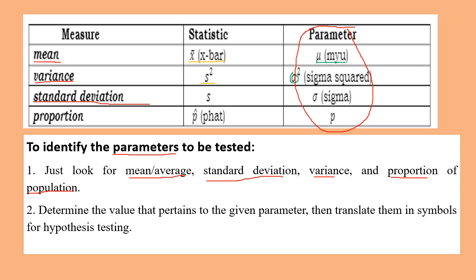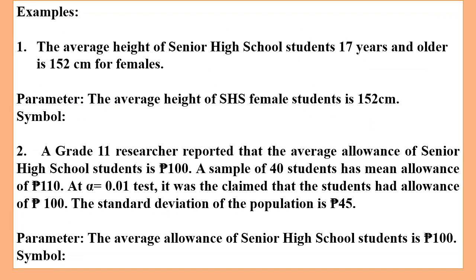Next, now let's have here an example. So number one, the average height of a senior high school student 17 years and older is 152 centimeters for female. So again, the first step is to identify the parameter or just look for the average, variance, standard deviation, or proportion. Since we have here the average, that will be our parameter. The average height of a senior high school female student is 152 centimeters.